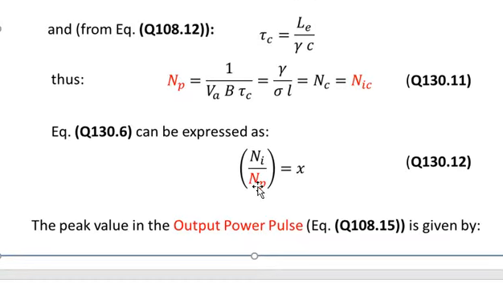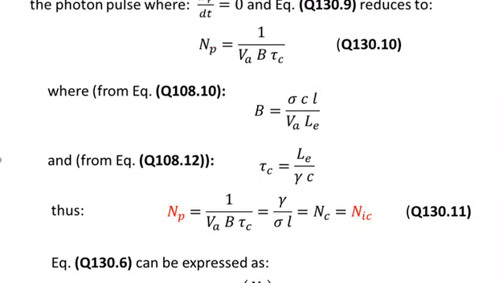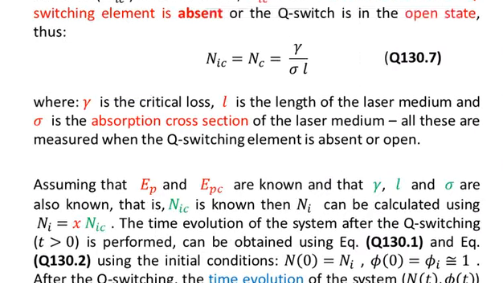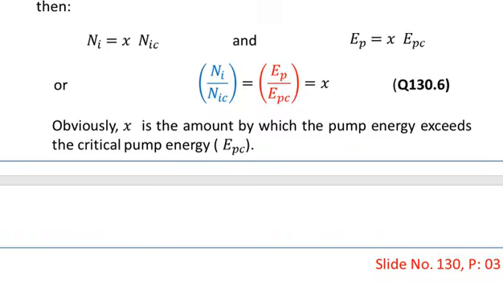Now you see that we have this relationship from equation number 6, that Ni over Np is equal to X. Let me show you equation number 6 first. This is equation number 6, and in it you have a parameter Ni over Nic, the critical inversion dividing Ni. So here we can replace Nic with the corresponding value Np.